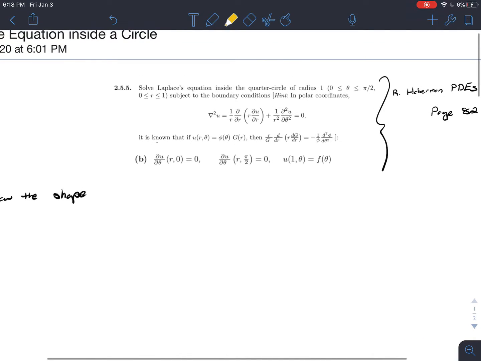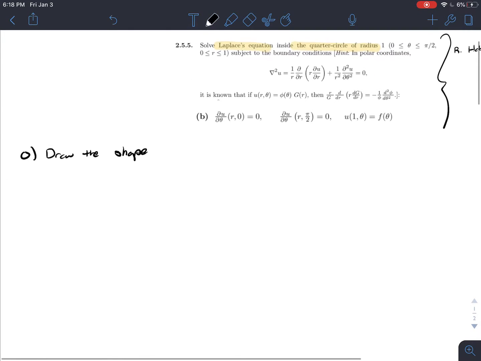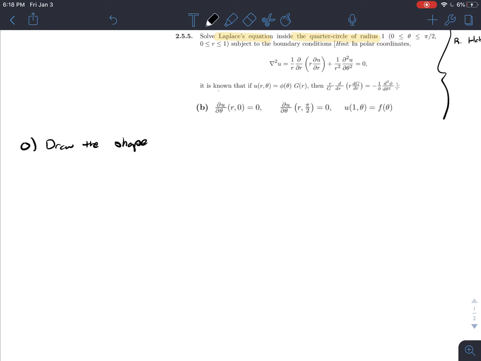Okay, so let's read the problem. We're told that we have to solve Laplace's equation, cool, theme of the video, inside a quarter circle. The quarter circle has a radius of 1, so let's draw it up. Quarter circle, radius 1. Let's call this 1 right here. And then we're told that it goes from angle 0 to pi over 2. So let's call this 0 and let's call this pi over 2.